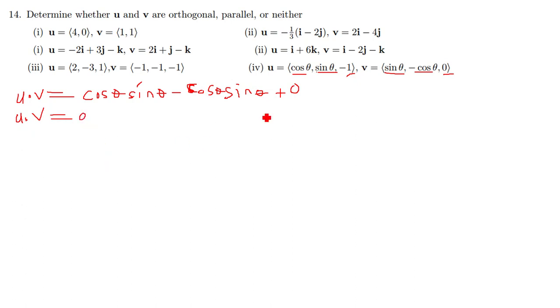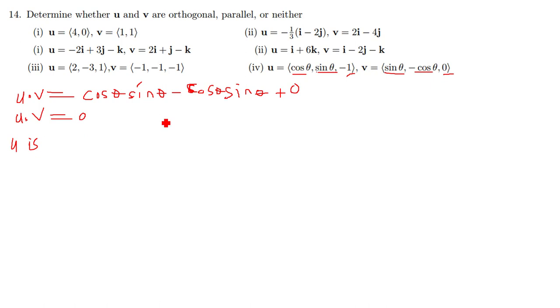So this implies that these two vectors are orthogonal. So you can conclude by saying, since U dot V is equal to 0, then U is orthogonal to V. Now, how do we show if they are parallel to each other or not?